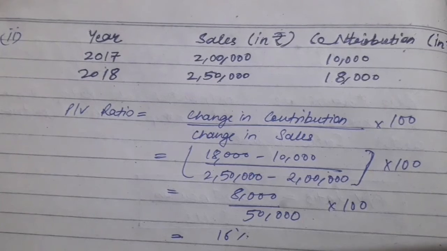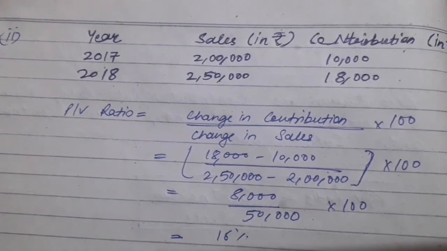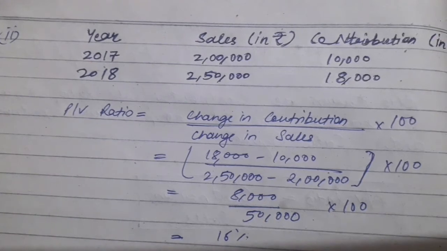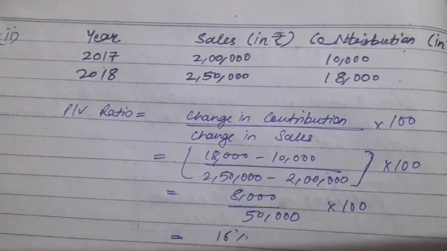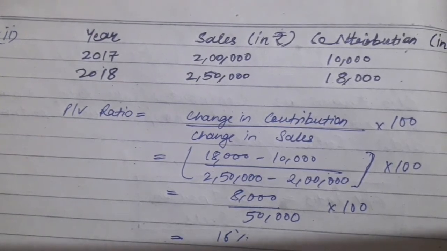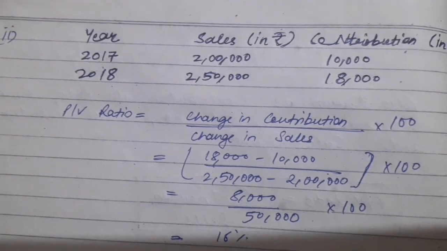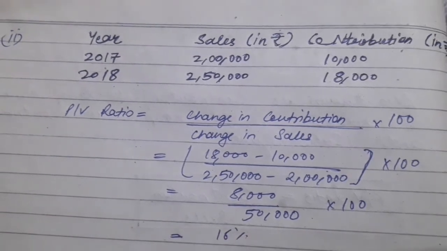So for the PV ratio calculation, the second formula is used here, which is change in contribution upon change in sales into 100. To calculate the change in contribution, deduct 10,000 from 18,000, which comes out to 8,000 rupees, and deduct 2 lakh rupees from 2 lakh 50,000, we get 50,000. By putting these figures in the formula of PV ratio, change in contribution upon change in sales into 100 is equal to 8,000 rupees upon 50,000 rupees into 100, which comes out to 16%.